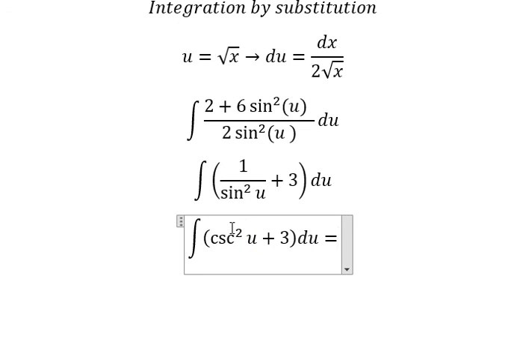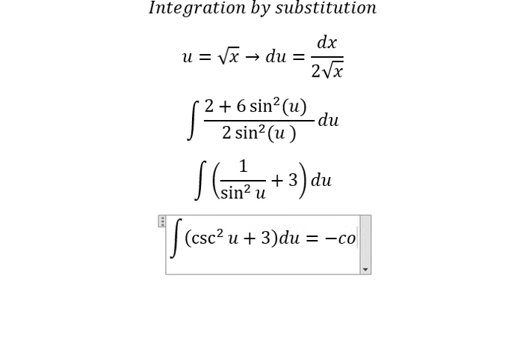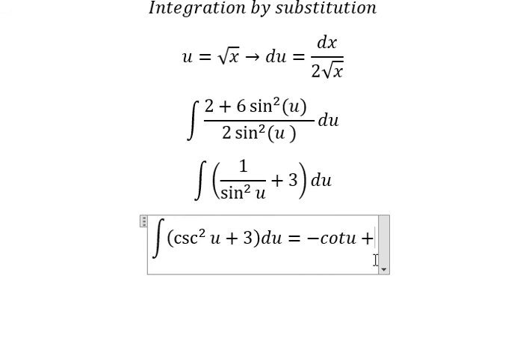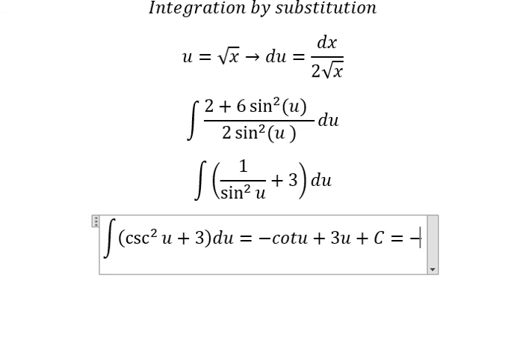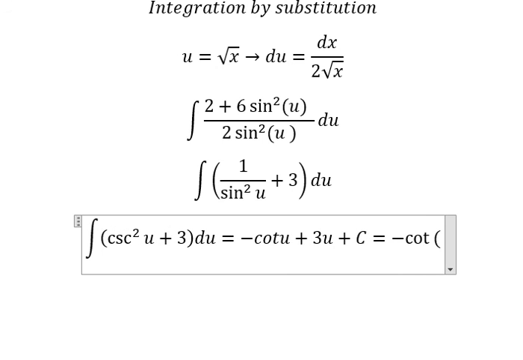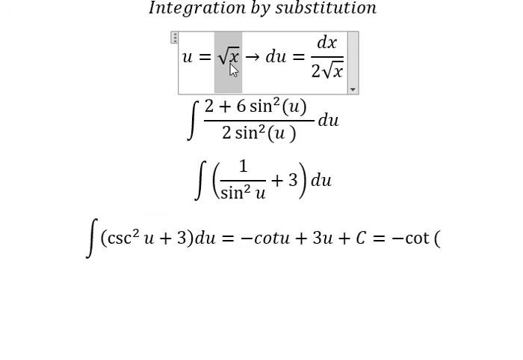The integration of cosecant u squared, you get negative cotangent u. The 3, that's 3u. And I will put plus c. And u, that's the square root of s.